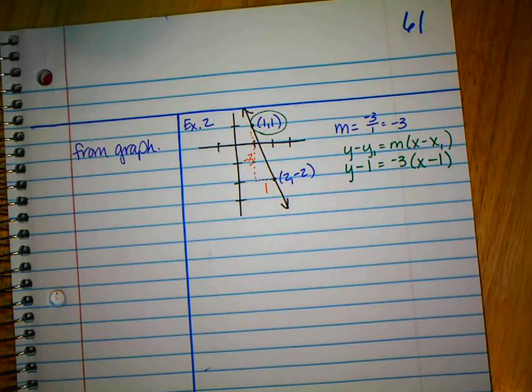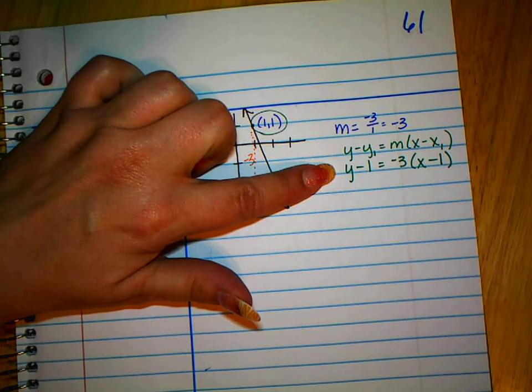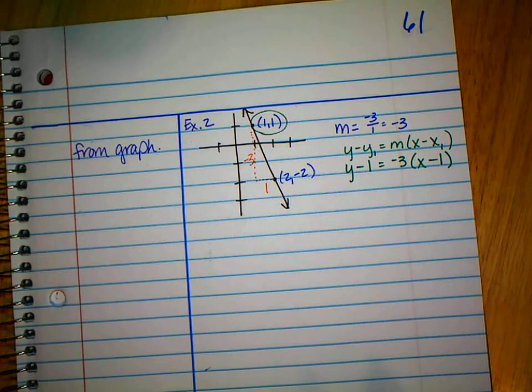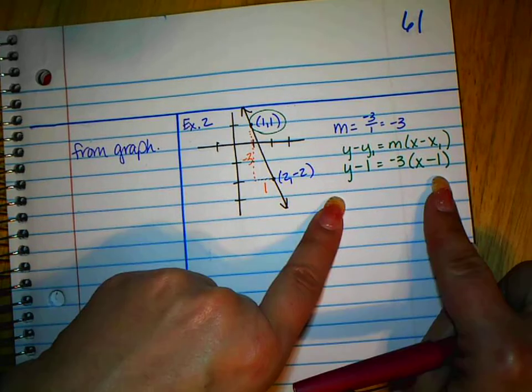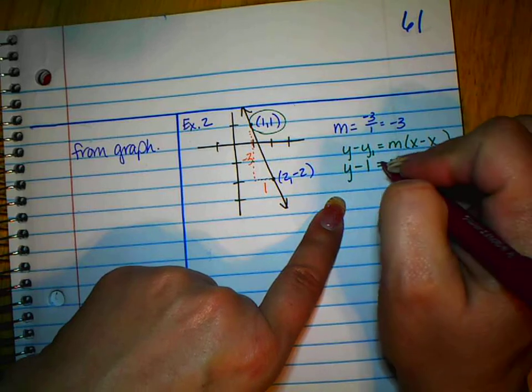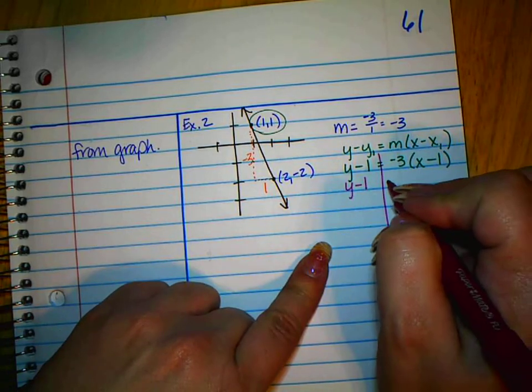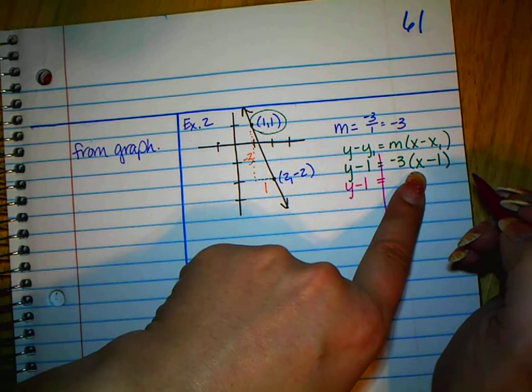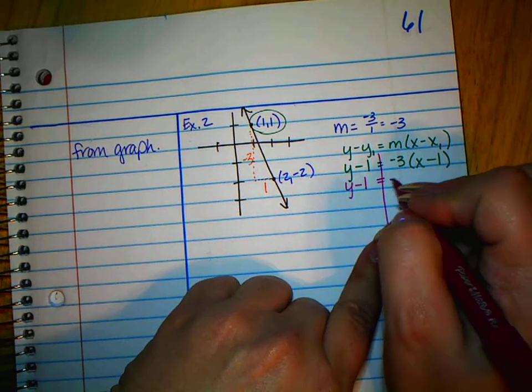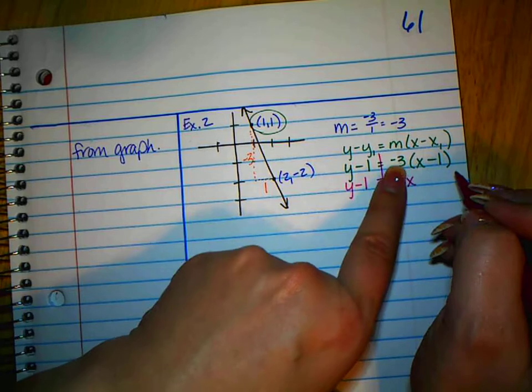Now, once I have that, what I need to go to is ax plus by equals c. Can I work with this? Can I manipulate this? The answer should be yes. So I have y minus 1 equals, let's do our distributive property, negative 3x.